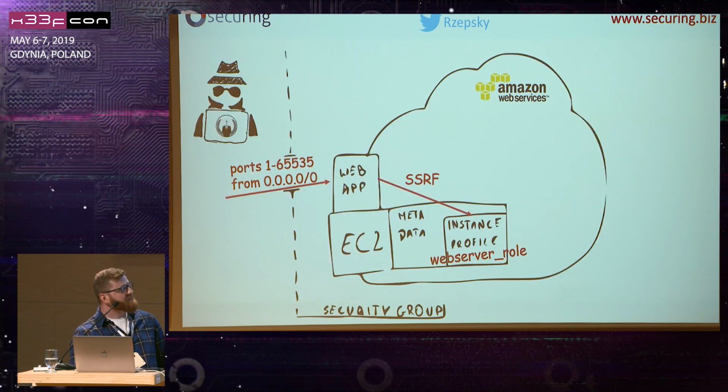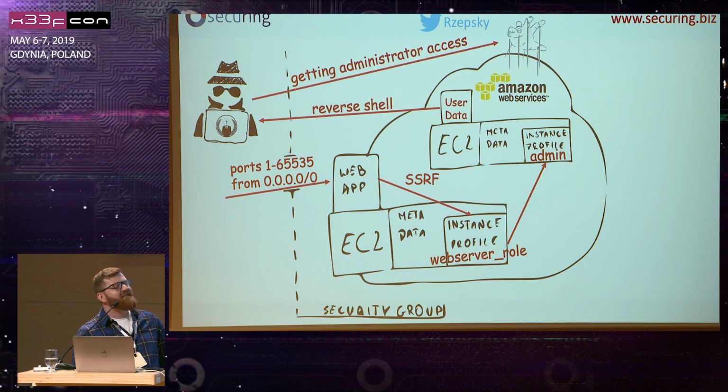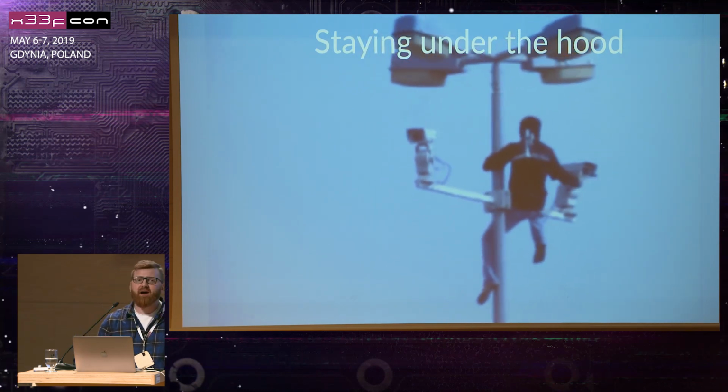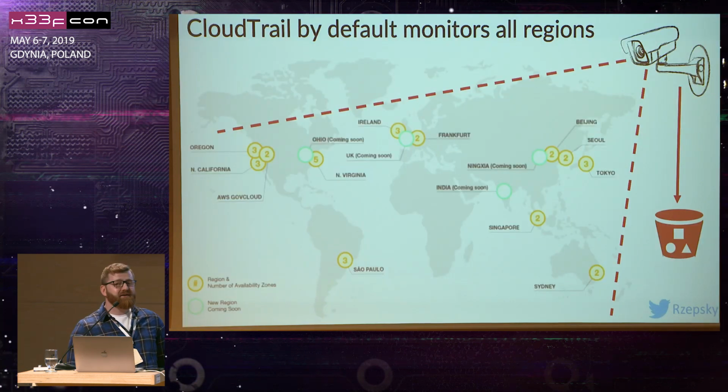So let's summarize. Using the web server role, which we gained using the server-side request forgery, we started the stopped EC2, we changed the user data, which gave us the reverse shell, and finally, we got the admin permissions. Now, we got admin permissions, but that's not the end of the story. By default, the AWS CloudTrail service is responsible for logging all the actions.